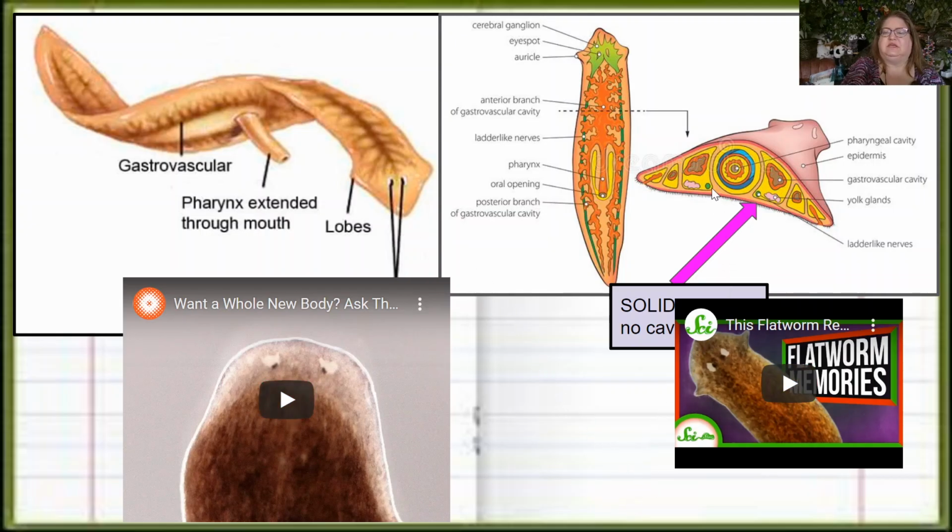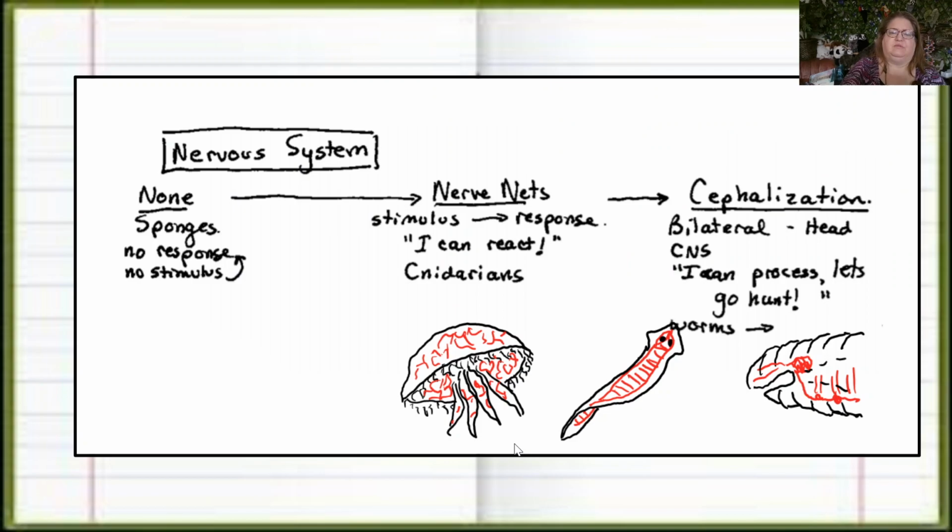And then you can see here's the solid body. There's no cavities. There is that digestive gastrovascular cavity, but there's no internal cavities that hold organs. And you'll watch a couple of videos that help you out here. So again, let's keep track of everything.